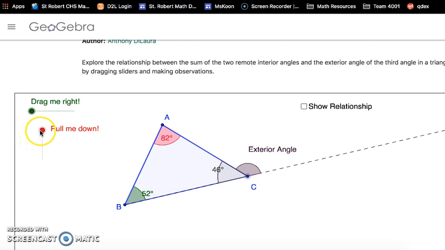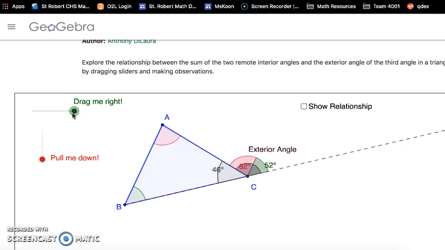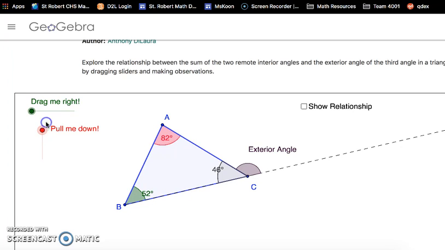And if we try to move these angles to a new position, let's see what happens. We notice that these two interior angles add up to the exterior angle on the opposite side, next to angle C. Well, what if we change this triangle? Will this relationship still work?